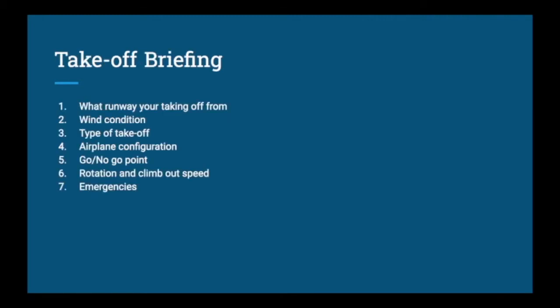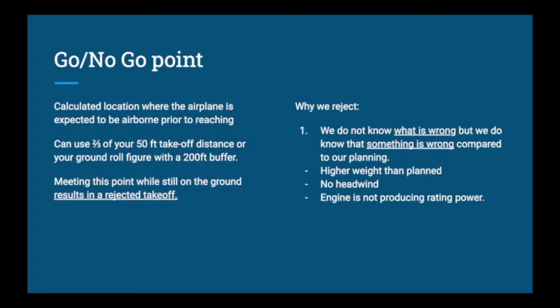Alrighty, let's get into the takeoff briefing. This is always done before our first takeoff, and it's just to help mentally prepare you and to catch any mistakes that you could have made going through the checklist for the takeoff. So we want to include the runway you're taking off from, the wind condition, your type of takeoff, your airplane configuration as far as your flap setting, a go/no-go point, rotation, climb out speed, and then we'll finish it with the emergencies.